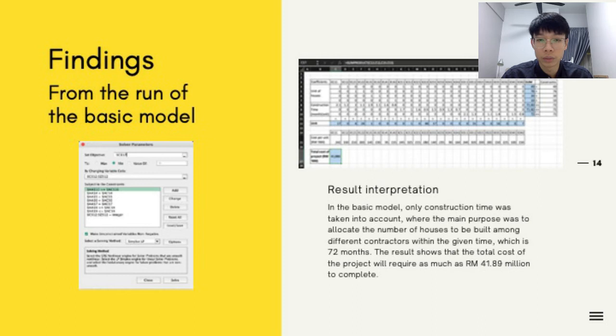First of all, we'll run the model in a basic. In the basic model, only construction time was taken into account, where the main purpose was to allocate the number of houses to be built among different contractors within the given time, which is 72 months. With Excel Solver, we are able to obtain the optimal number of houses to be distributed among three contractors with the minimum cost by setting up the objective cell, changing variable cells, as well as subjecting the constraints. You can have a look at the solver parameter figure. The result shows that the total cost of the project will require around 41.89 million ringgit to complete.